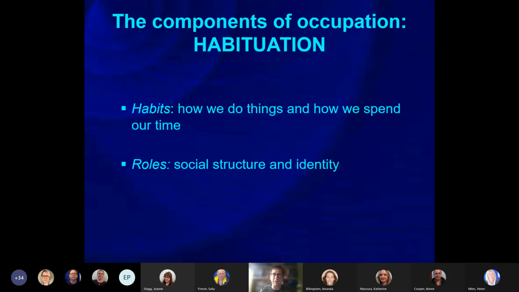But there's a number of unspoken rules that go with a number of other roles in our lives. You know, the role of a parent will come with it a certain range of expectations. A student will come with it a certain range of expectations. So habits and roles essentially form or comprise our lifestyle.